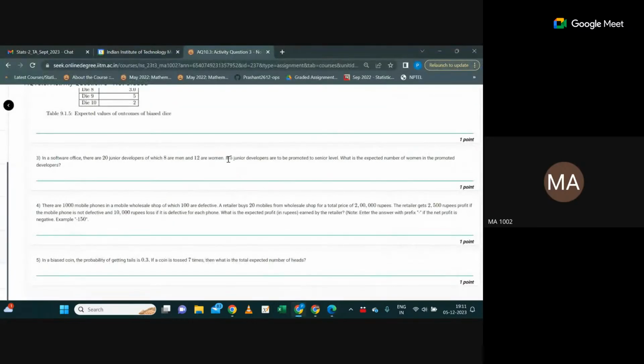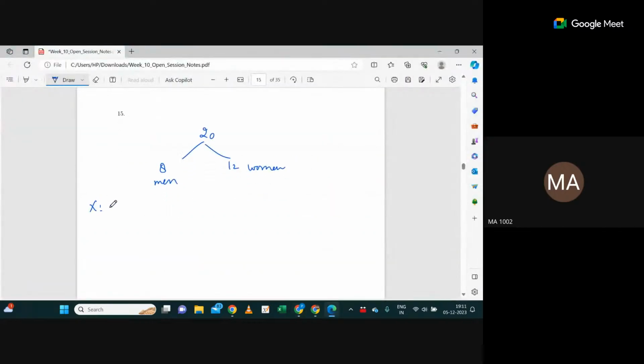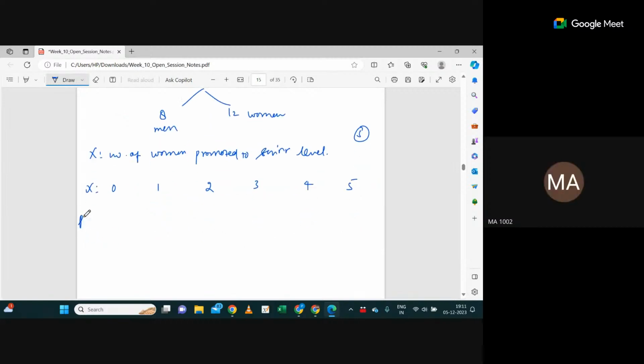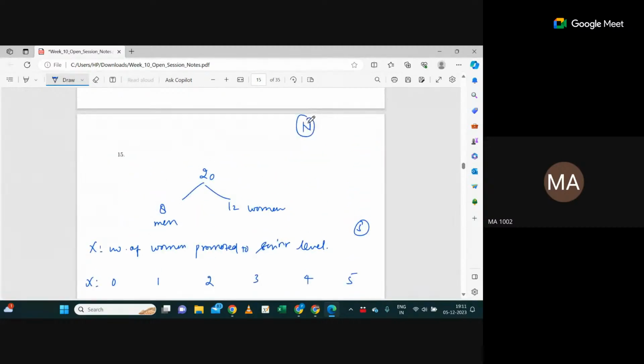So 5 juniors are going to be promoted to senior level, right? Let's say X represents the number of women promoted to senior level. Now, how many juniors are going to be promoted? 5. Now my X will take 0, 1, 2, 3, 4, 5. We have to find the probability associated with each value, basically. So this is something hypergeometric. Okay, I will come to that.